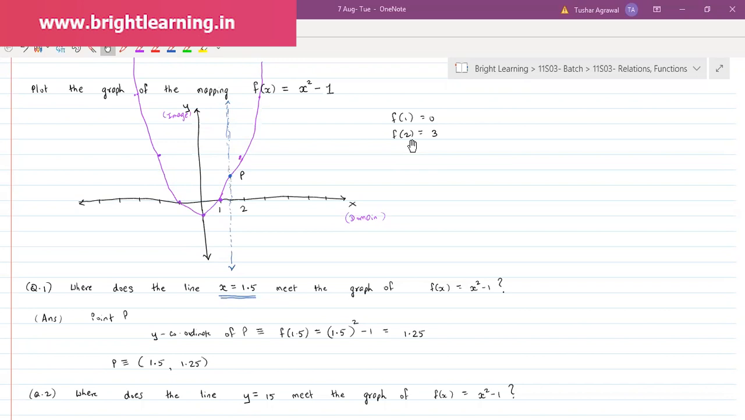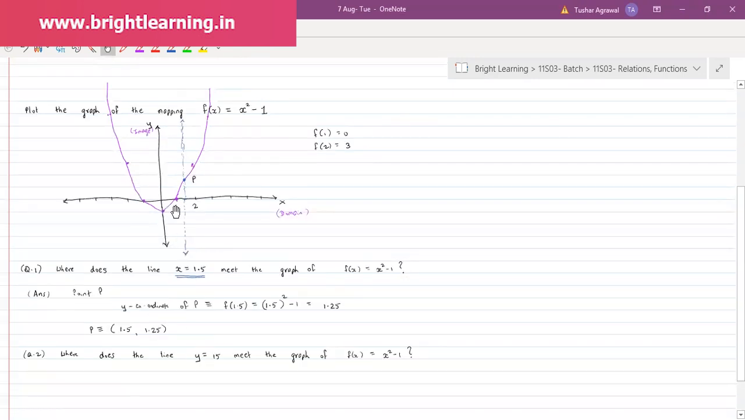Are you getting it, students? So where does the line y equal to 15 meet the graph? Now, how will the line y equal to 15 be? If you see the line, y equal to 15 is a horizontal line. In the two-dimensional world, y equal to 15 is a horizontal line. Okay, let me draw it in red. y equal to 15.